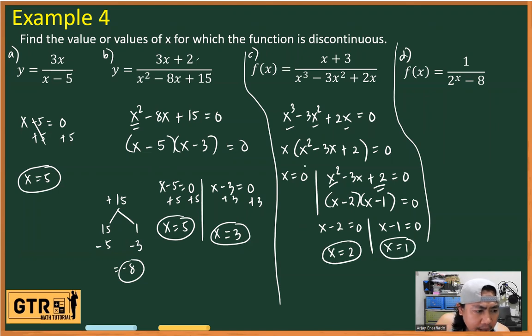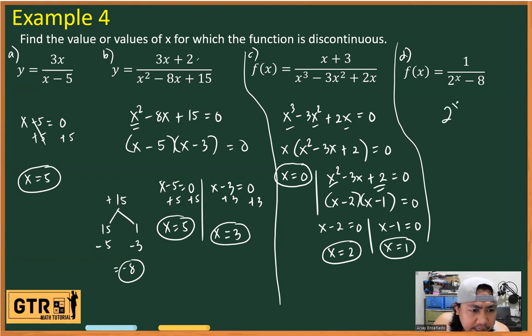So therefore, we have three discontinuities in this function, x plus 3 over x cubed minus 3x squared plus 2x. Okay, so again, these are the asymptotes, or this function has infinite discontinuity at these values.